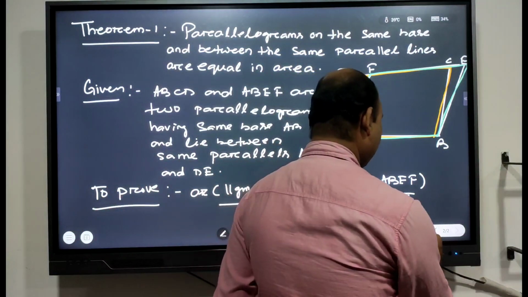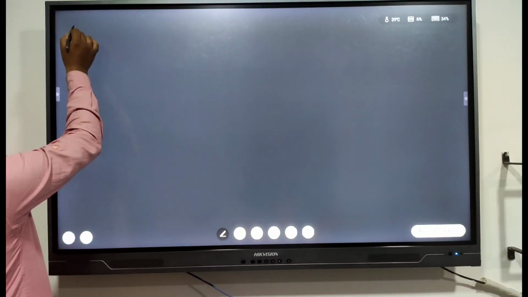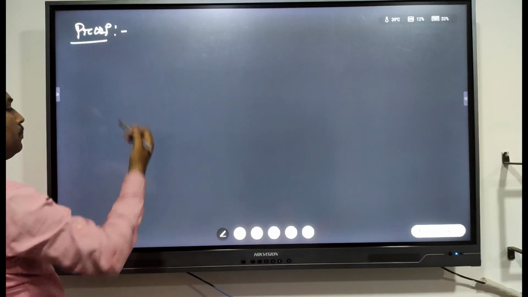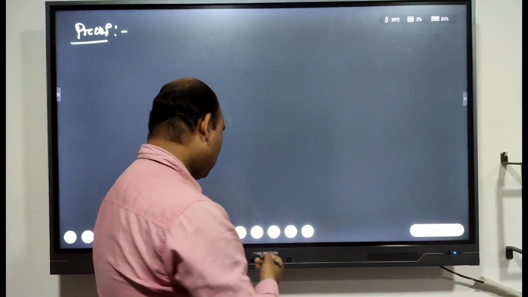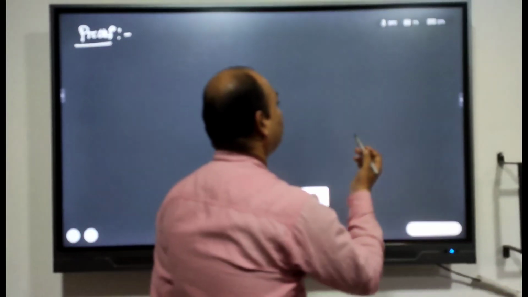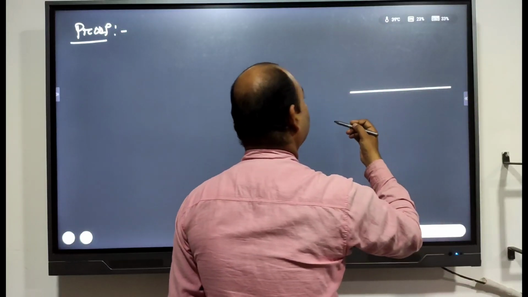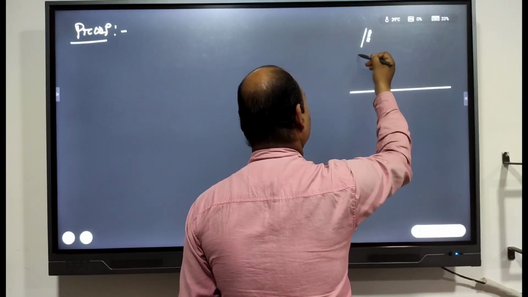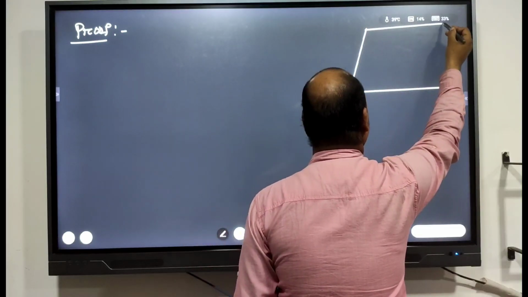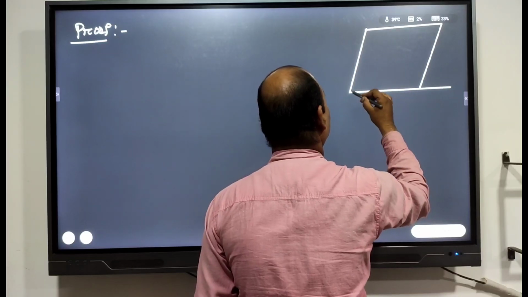Okay. Yes. Now we will prove it. We need the figure, so we have to draw the figure again, because the figure went off that slide. First we draw a parallelogram. Yes, this one is the parallelogram, and another parallelogram here.